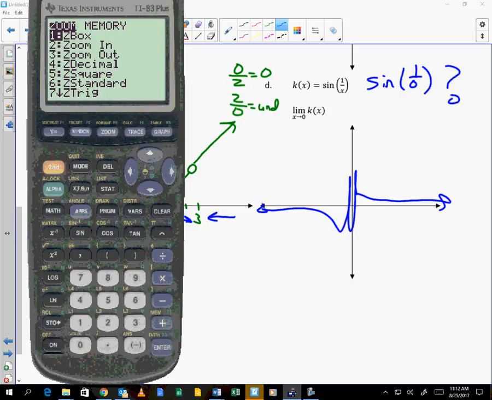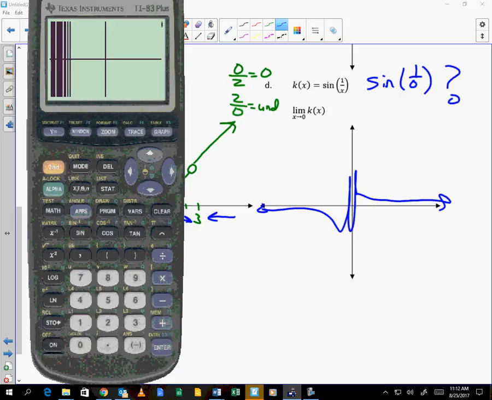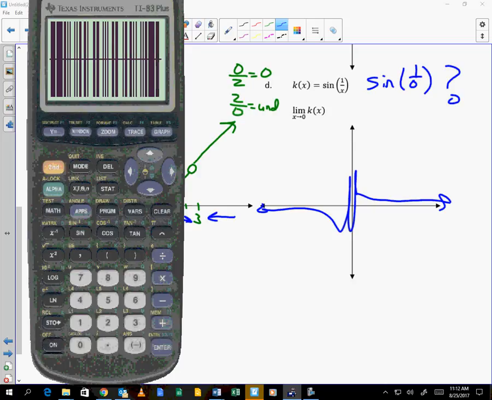It looks like a barcode, doesn't it? It's actually called the barcode function. It's really hard to tell where that limit is going, isn't it? Like as x gets close to 0, what's the y value doing? I'm so confused. Yeah, what's the y value kind of closing in on? You can't tell, can you?